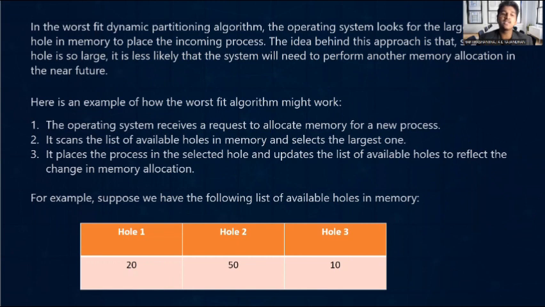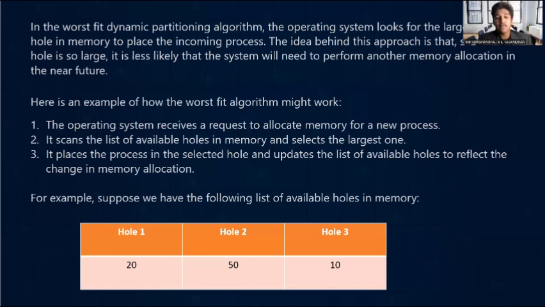Okay, in the worst fit dynamic partitioning algorithm, the operating system looks for the largest available hole in memory to place the incoming process. So what is the idea behind this approach? The idea behind this approach is that since the hole is so large, it is less likely that the system will need to perform another memory allocation in the near future. So what are examples of how the worst fit algorithm might work?